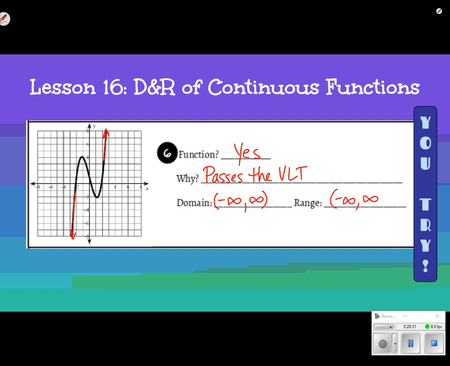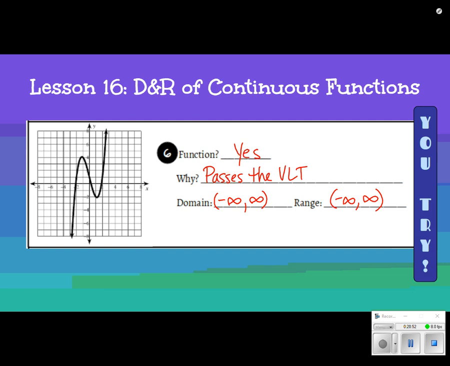Now, some of you may think that these pieces are important. They are important, but not to the domain and range. And when we talk about key features or characteristics of functions next week, those things are going to be things that we talk about as far as relative maximums and minimums and things like that. They are points of interest.